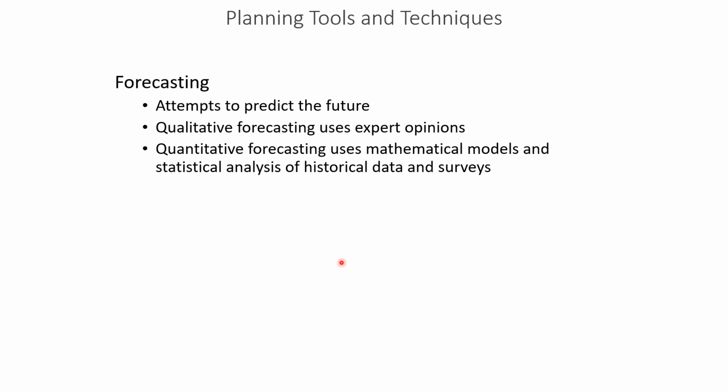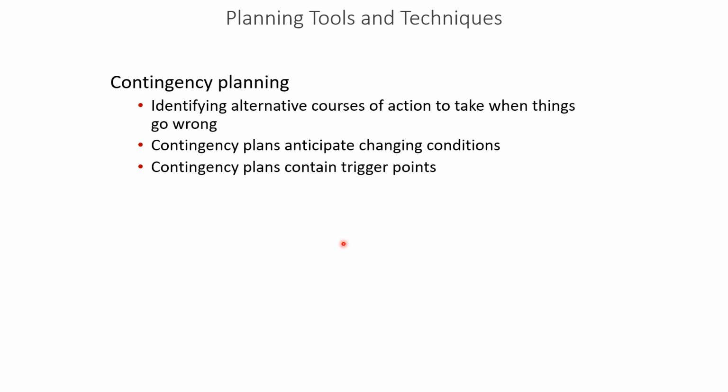Let us understand the planning tools. Now, a planning tool is forecasting. Every time you need to take an action, you need to have a premise for that. So that is what we are looking into. Based on the premises, you attempt to predict the future. Qualitative forecasting uses expert opinions. Quantitative forecasting uses mathematical models and statistical analysis of historical data and surveys, as the case might be. This is what we are looking at here.